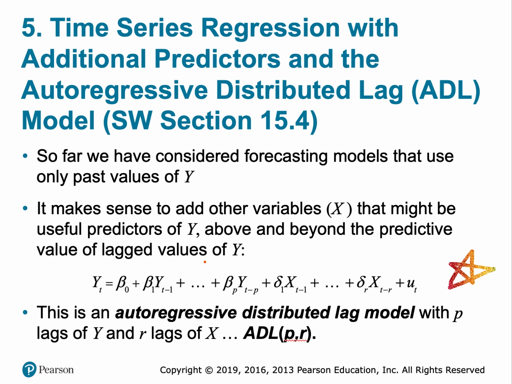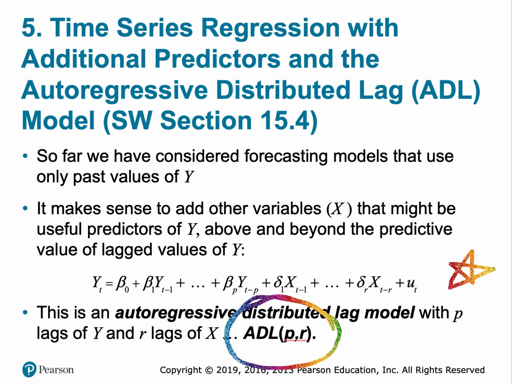y_t equals beta naught plus beta 1 times y_{t-1} through beta p times y_{t-p}, plus delta 1 times x_{t-1} through delta r times x_{t-r}, plus u_t. This is an autoregressive distributed lag model with p lags of y and r lags of x. The nomenclature for this model is ADL(p, r).